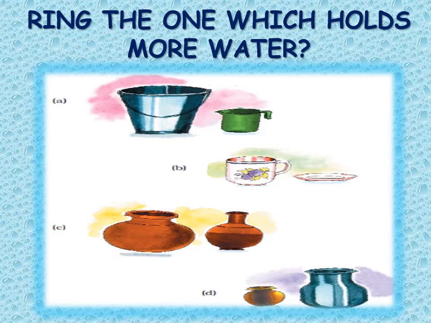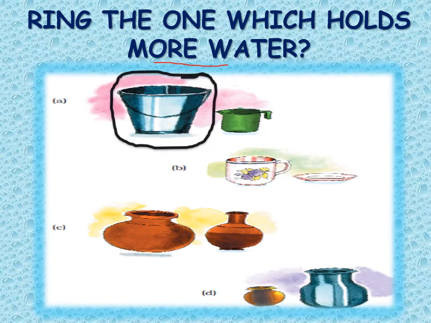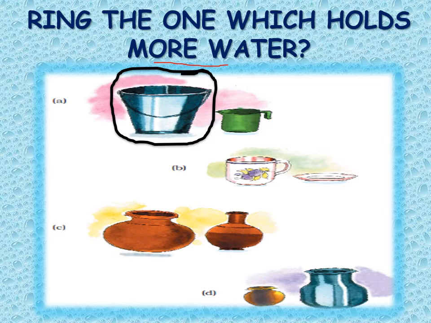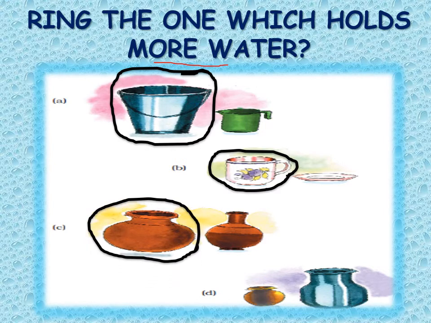Now, come to the evaluation part, children. Bring the one which holds more water. The first is bucket and mug. So now after doing all activities, you can guess it correctly. Bucket holds more water. Second, cup and plate. Which will hold more water? Yes, cup will hold more water. A pot and small pot. So the big pot will hold more water. Same way, of two different vessels, the bigger vessel will hold more water.